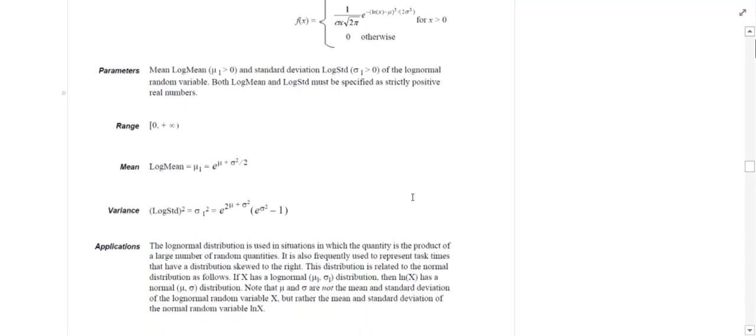So again, the log normal distribution is used in situations in which the quantity is the product of a large number of random quantities, such as task times that have a distribution skewed to the right. This distribution is related to the normal distribution as follows. If x has a log normal distribution, then log of x has a normal distribution. So note that mu and sigma are not the mean and standard deviation of the log normal random variable x, but rather the mean and standard deviation of the normal random variable log of x.